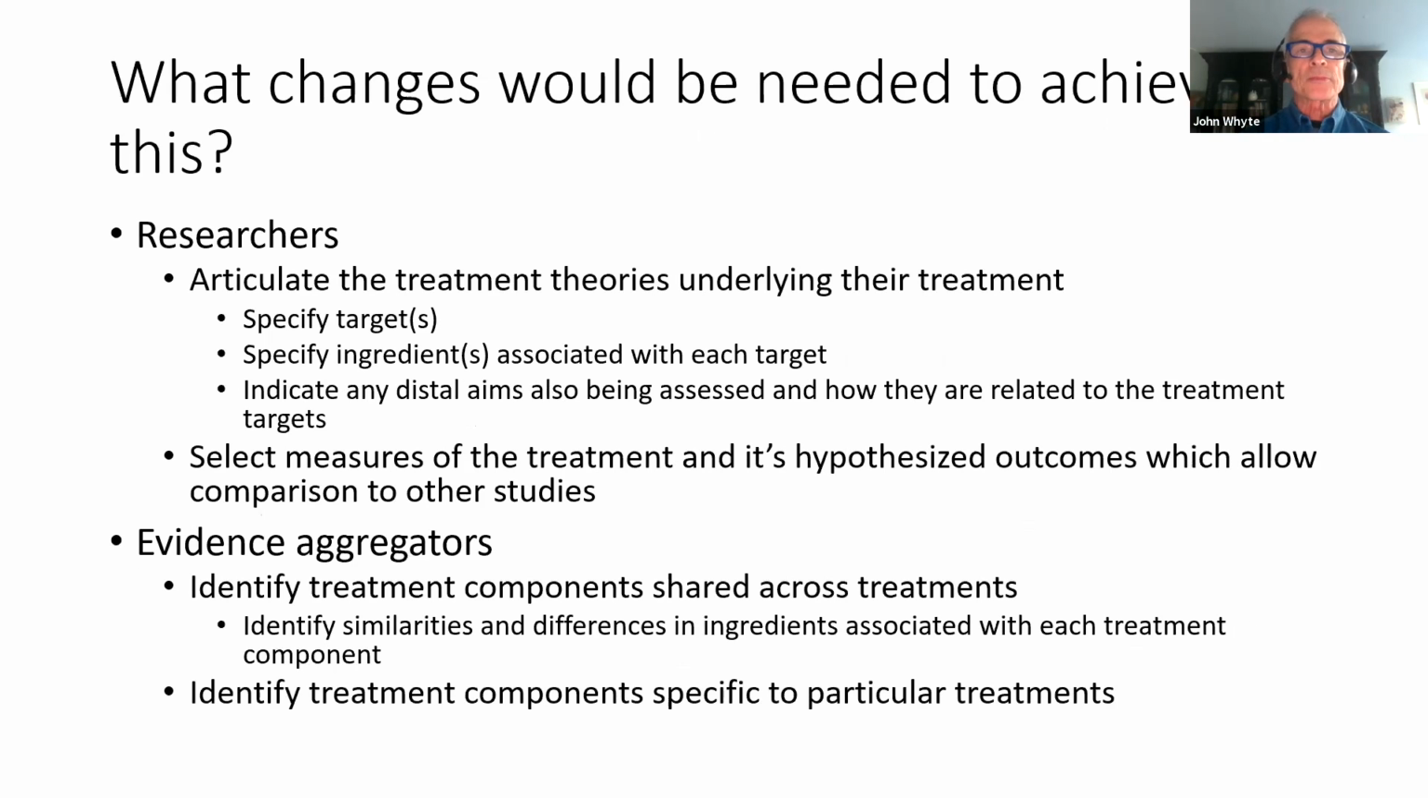Next, please. So what would we need to do differently in order to make this kind of evidence aggregation more viable? Well, it would help if people articulated the treatment theories underlying their treatment so that they specified the targets and which ingredients were linked to each target, and also told us about any distal aims, like in the cognitive rehab example. Symptoms are very distal to questions of speeded processing.